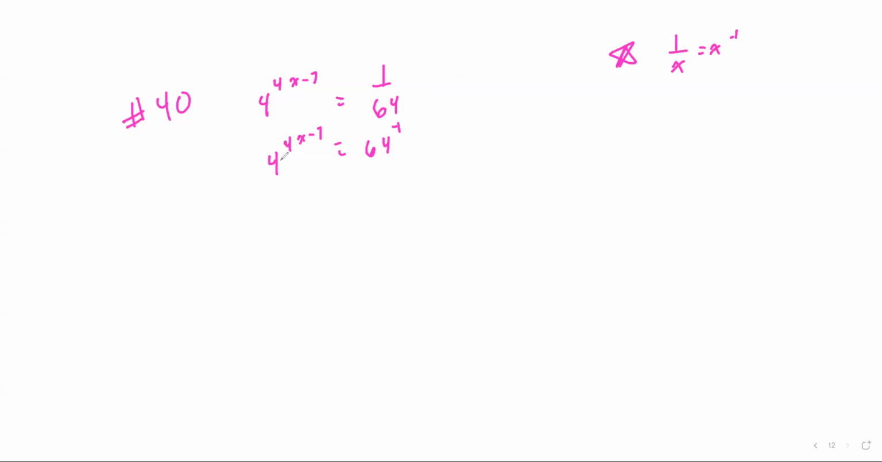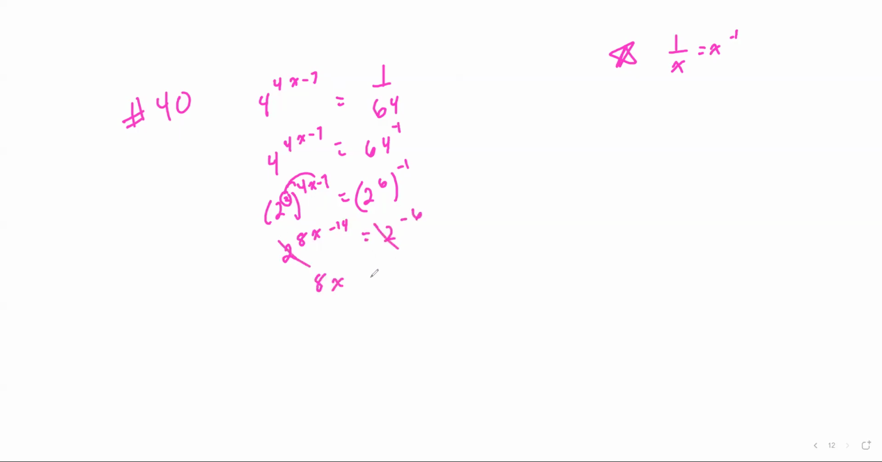I can see that this could be written as 2 squared. Let's see if I can do the same thing here. So 2, 4, 8, 16, 32, 64. So that's going to be 2 to the 6th power will give me 64. And so now I will distribute. So I get 2 raised to the 8x minus 14 equals 2 to the negative 6.